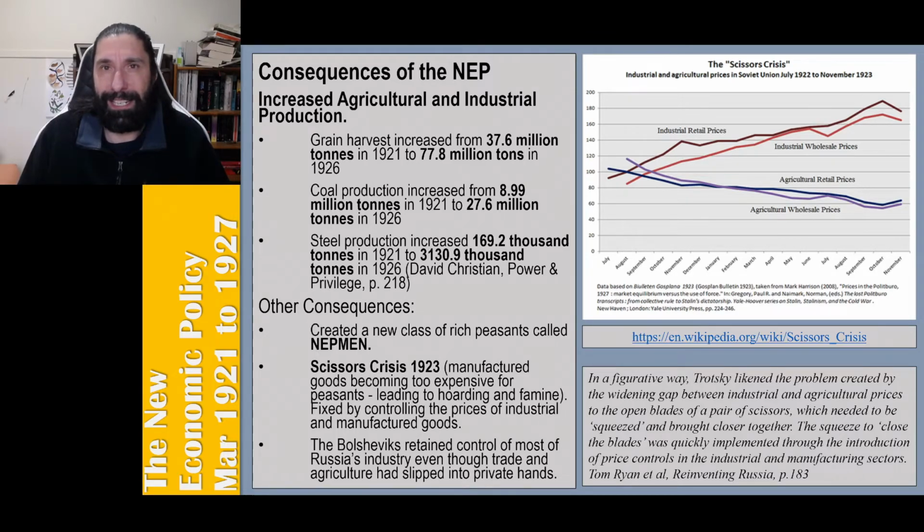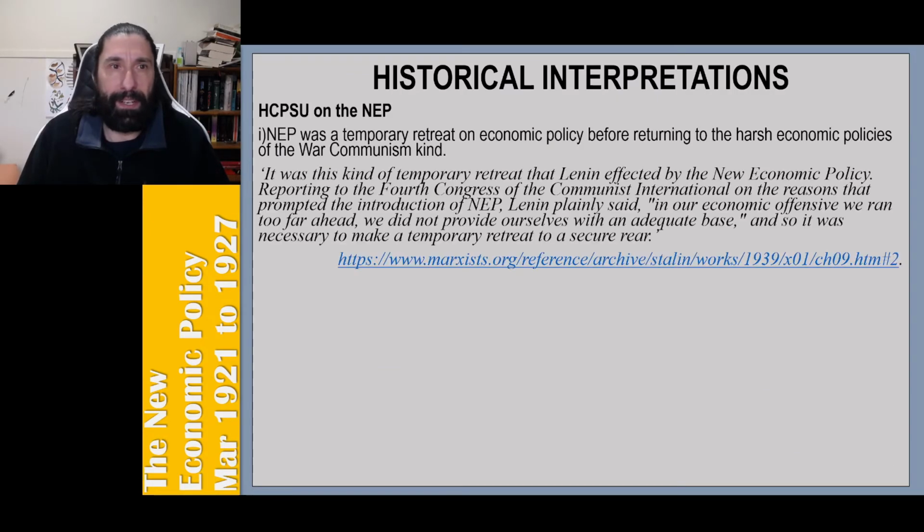Okay, let's have a look at a couple of historical interpretations now about the NEP. The first one is from the HCPSU, and I've just given a summary of its key point there. According to the HCPSU, the NEP was a temporary retreat on economic policy before returning to the harsh economic policies of the war communism kind. And the quote is here. "It was this kind of temporary retreat that Lenin effected by the new economic policy.